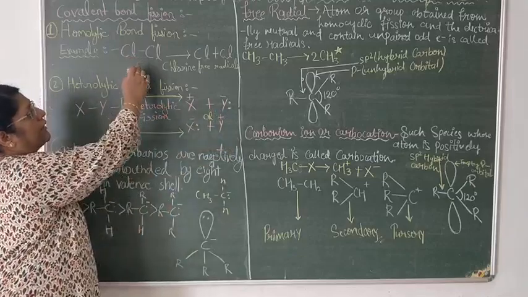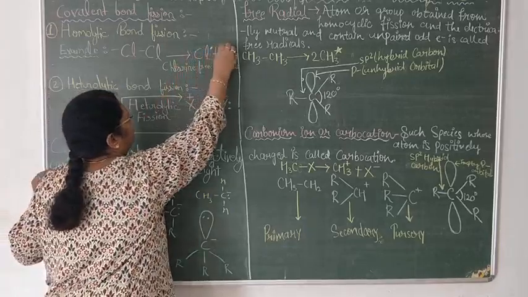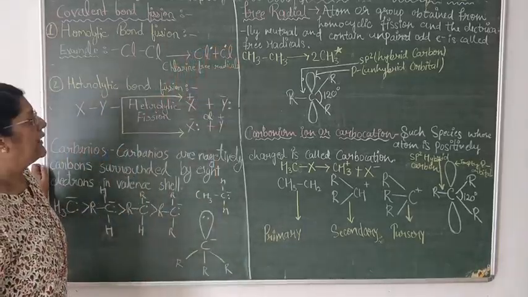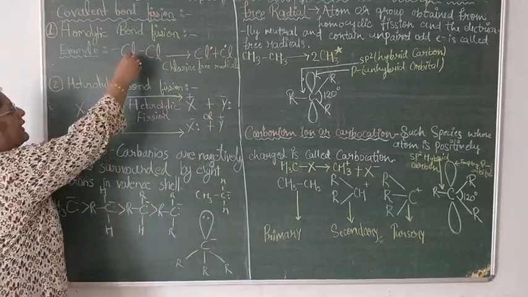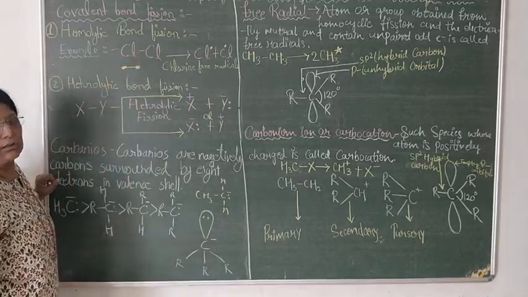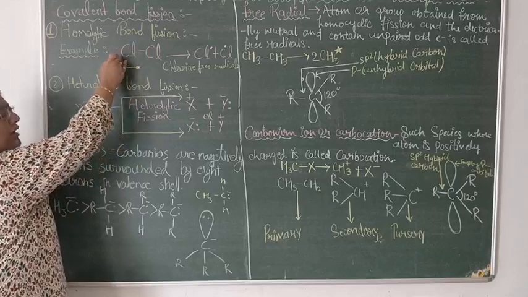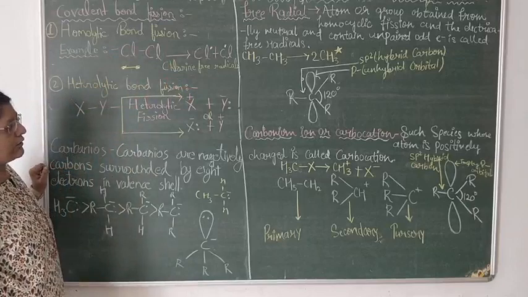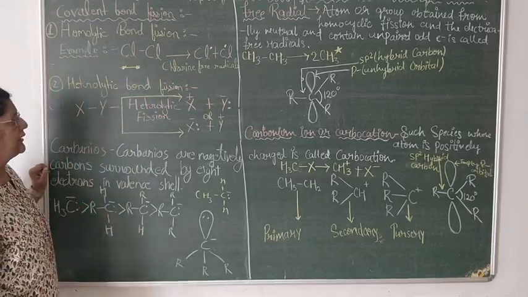So what is happening when this bond is being separated? One electron will remain towards this side and one electron will remain towards that side. The electron pair is also split into two parts. As I told you earlier, one bond needs 2 electrons. If you are breaking the bond, one electron will remain with this chlorine, another electron will remain with that chlorine, and that fission is known as homolytic fission.